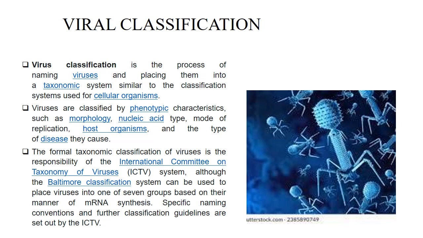The formal taxonomic classification of viruses is the responsibility of the International Committee on Taxonomy of Viruses, although the Baltimore classification system can be used to place viruses into one of 7 groups based on their manner of messenger RNA synthesis. Specific naming conventions and further classification guidelines are set out by the ICTV.